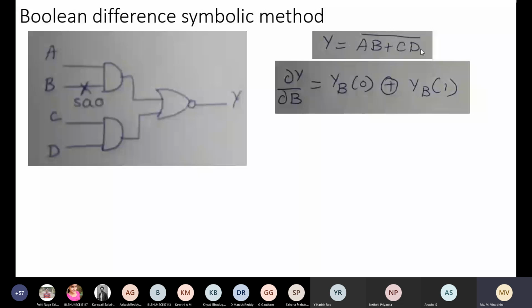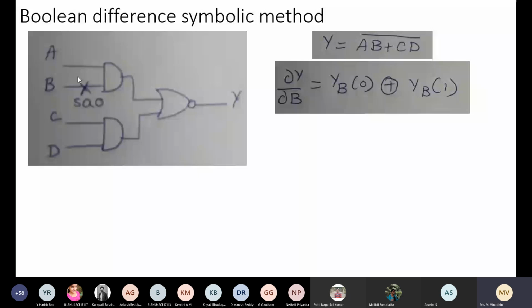Find out what expression I'm getting. So what will be the expression, students, if I substitute B as 0 in this expression? CD whole bar. If B is 0, the first term will become 0, so I will get CD bar. Next, for YB of 1, I have to substitute B as 1. If I substitute B as 1, what will be my Y? A plus CD bar. Why I took B is because the fault is present in the primary input B.